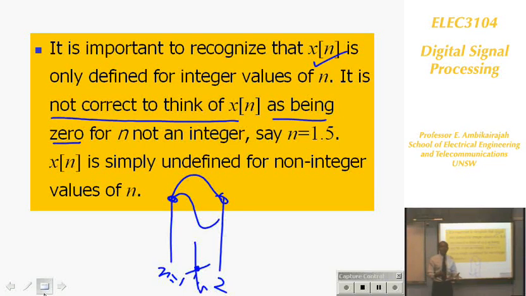You do not know what the answer is. You do not know at all. So x[n] is simply undefined for non-integer values. We haven't defined it. If you really want to find out, you have to do some sort of interpolation, but we do not know the value at the moment. So a discrete signal has a value only at the discrete time instants, not in between. Think about that very carefully.